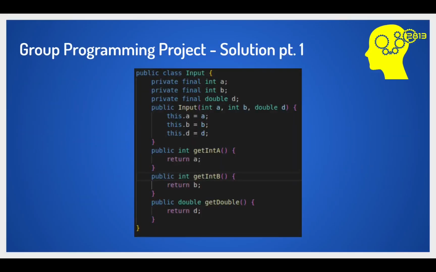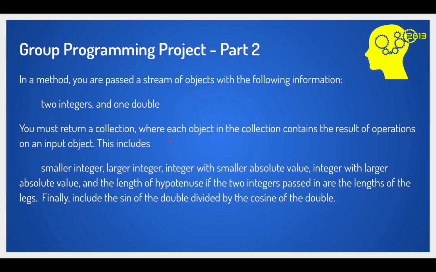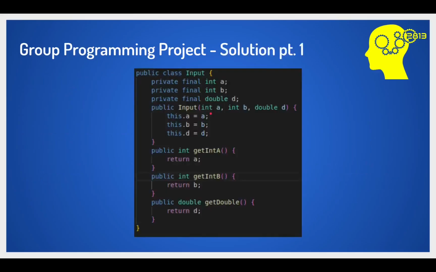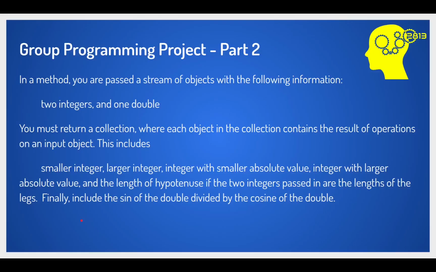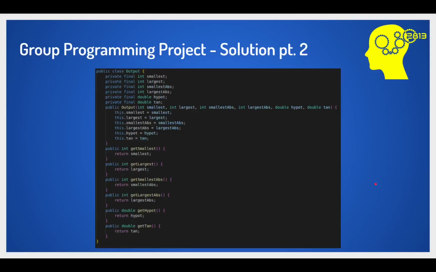Okay, so this is a pretty big programming project. Let's start. The input we need is 2 integers and a double. If we look at the instructions, we take a stream of objects with the following information: 2 integers and 1 double. So we have methods to get each integer and the double. Next, we need to return a collection with each object having these different things. So we actually need to represent the output since we're putting it in a collection.